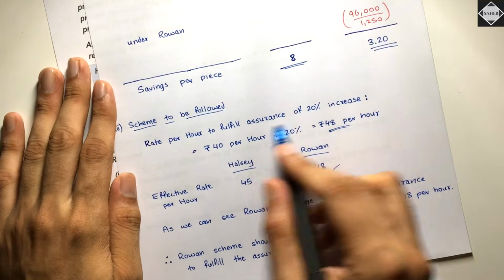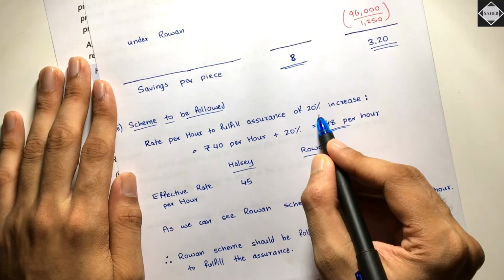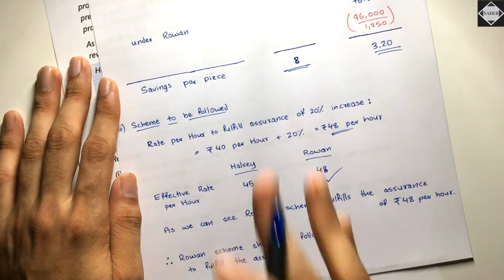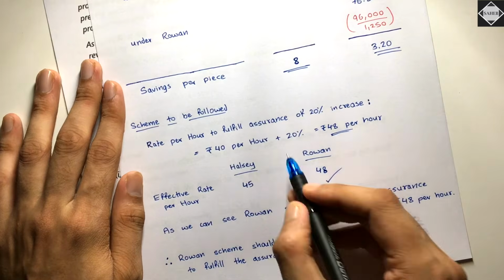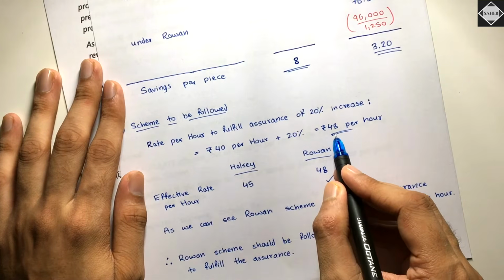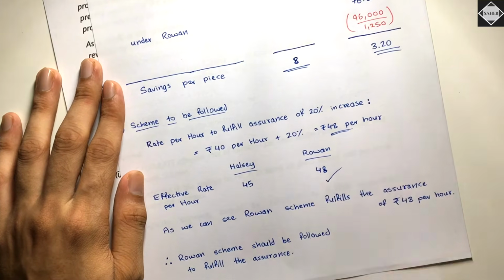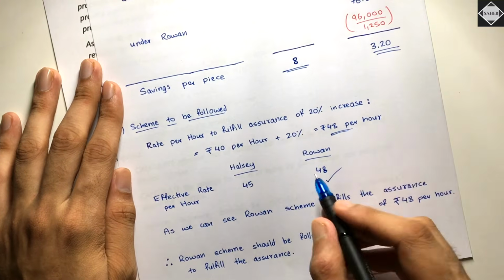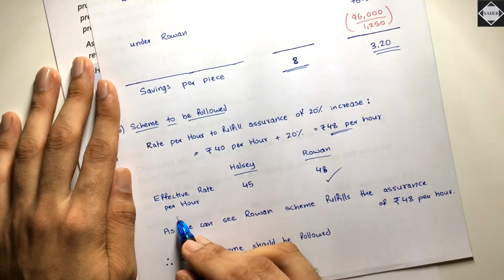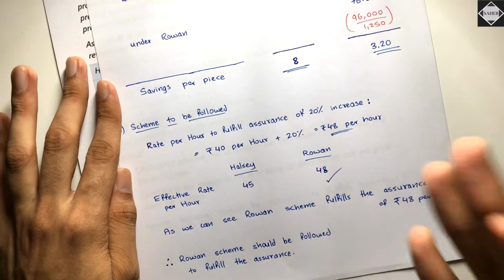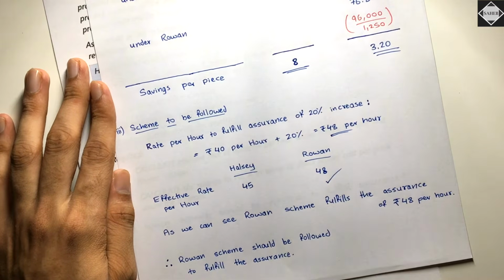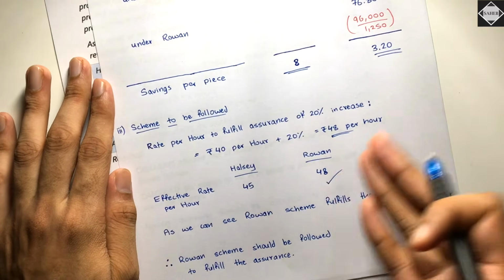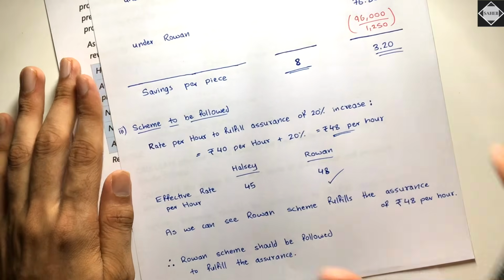The assurance was a 20% increase. 40 was the normal rate, the time rate. So plus 20%, that's equal to 48. 20% of 40 is 8 rupees. So 40 plus 8 rupees, that's 48 per hour. And under the Rowan plan, the effective rate comes out to be 48. So we have to select the Rowan plan. We have to suggest, Mr. A, please select Rowan. Then only your assurance of 20% increase will be met.